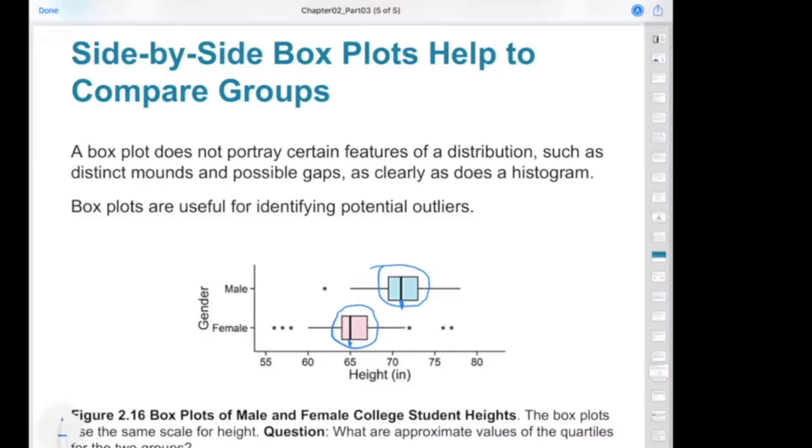And then we have a lot of outliers for females height than the males, as you can see here. So which one has more variability? The distribution of height for females, as you can see here. Why? You have here outliers.